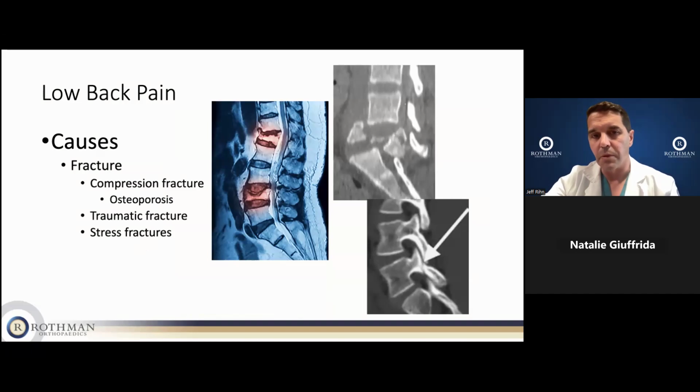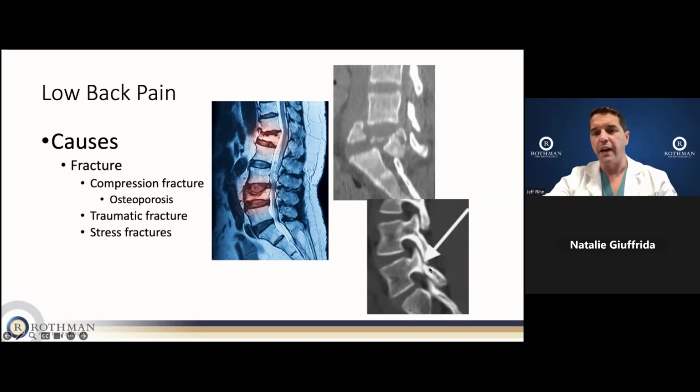Fractures are another common cause of back pain. And one that most of you may be familiar with or have heard about is a compression fracture. Compression fractures are age-related fractures that are largely due to osteoporosis. But there are other types of fractures. This picture up on the right is a traumatic fracture. So this person was in a car accident, and you can see what happened to this vertebra. This is a normal vertebra, but this vertebra is broken into multiple pieces.